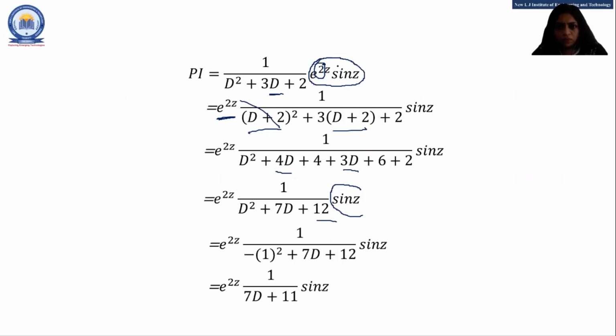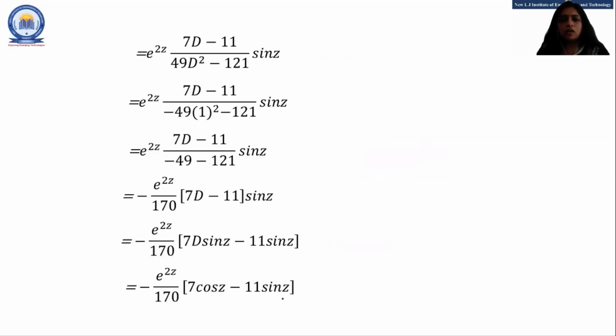One student says the wrong answer. See, we have to see here sin z and we want D square in the denominator now. So we get the conjugate, right? So we multiply and divide with 7D minus 11 in the numerator as well as in the denominator. So our next step is what?